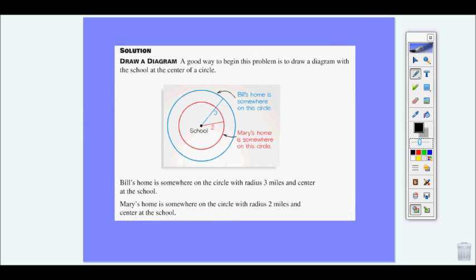Now, example 6 is a little bit different. We have real life problems here. This one might be a good way to begin this problem, is to draw a diagram with a school at the center of the circle. Because we hear that Bill's home is somewhere on the circle with a radius of 3 miles and center at the school. Mary's home is somewhere on the circle with a radius of 2 miles and center at the school. So because we're dealing with the circles, it might be a little bit easier to draw that diagram.